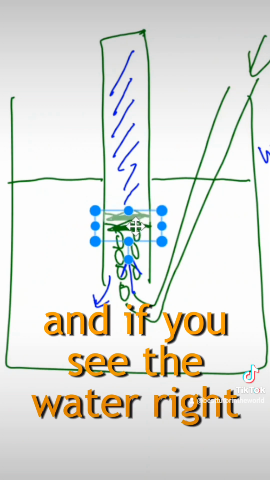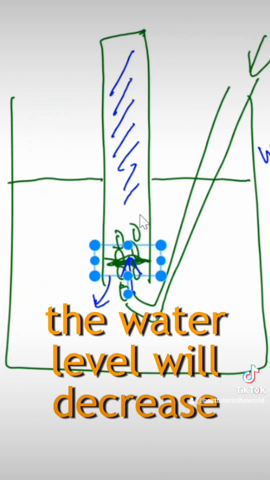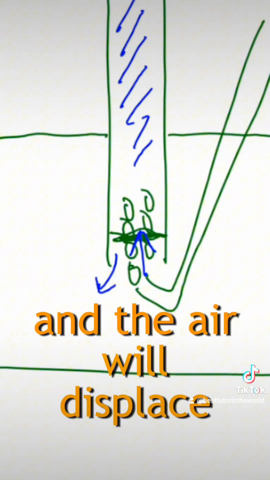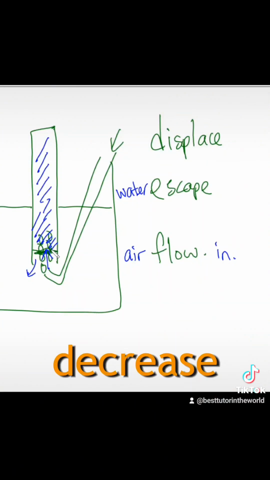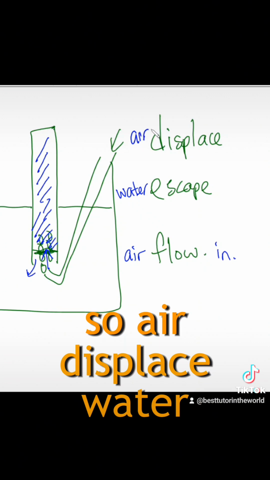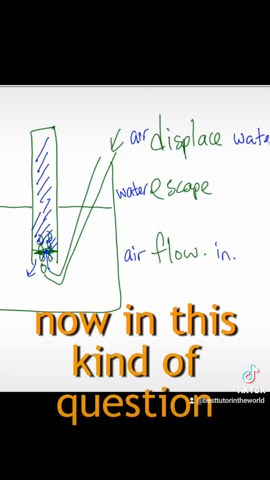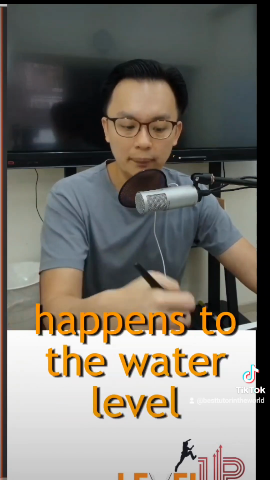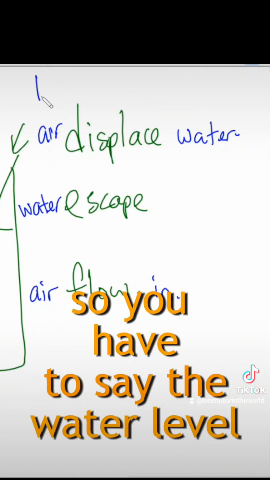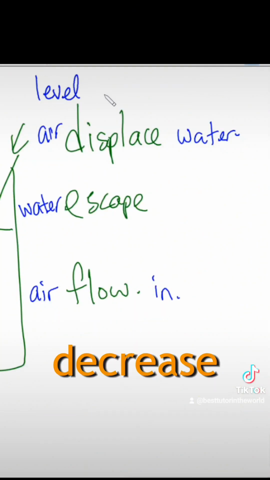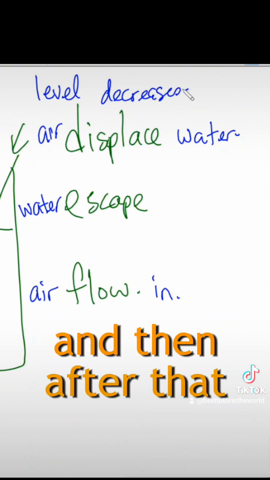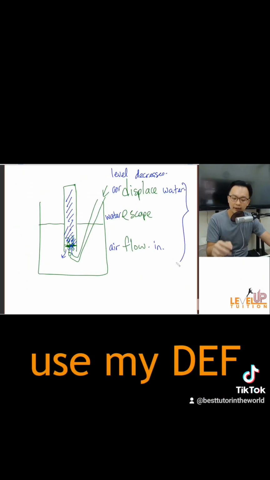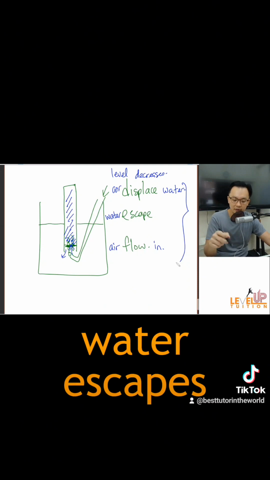And if you see the water, the water level will decrease, and the air will displace the water, because the water level will decrease. So air displaces water. Now, in this kind of question, they love to ask you what happens to the water level. So you have to say the water level decreases. And then after that, use my DEF law: air displaces water, water escapes, air flows in.